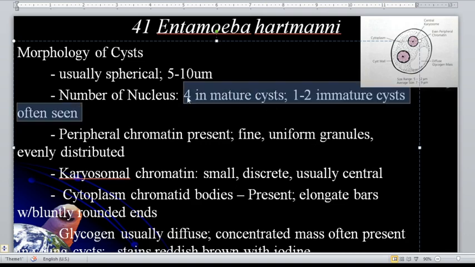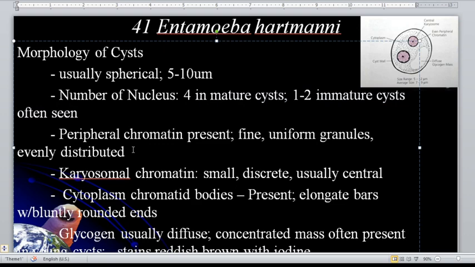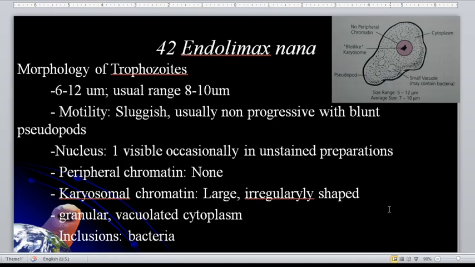Okay, so maximum of 4. Peripheral chromatin is fine. Karyosomal small. See, that should usually be central, not eccentric. The chromatoidal bodies, same, they have bluntly rounded ends. Pareho ni Entamoeba histolytica. The glycogen is usually diffuse, a concentrated mass is often present, and it stains reddish brown with iodine.